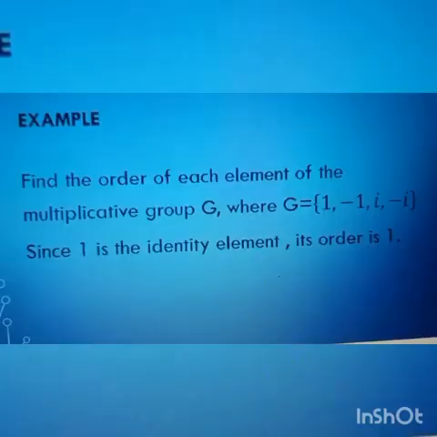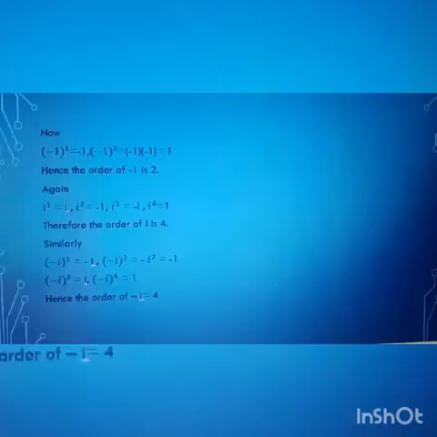Example number 1: find the order of the elements of the multiplicative group G, where G is the set 1, negative 1, i, and negative i. Since 1 is the identity element, its order is 1. Now, negative 1 raised to 1 is equal to negative 1. Negative 1 raised to 2 is equal to negative 1 times negative 1, which is equal to 1. Hence, the order of negative 1 is 2.